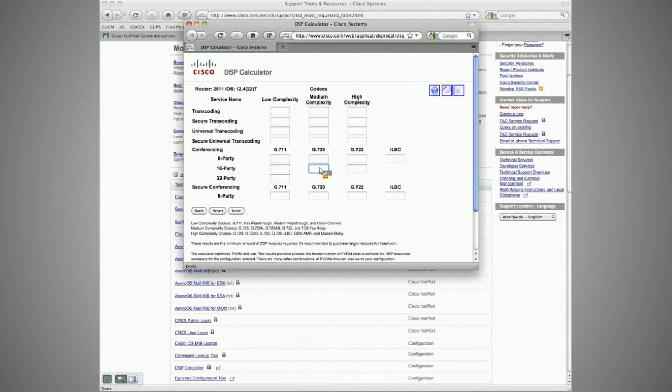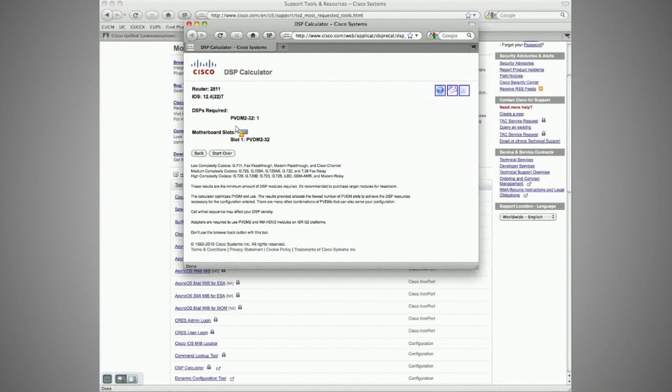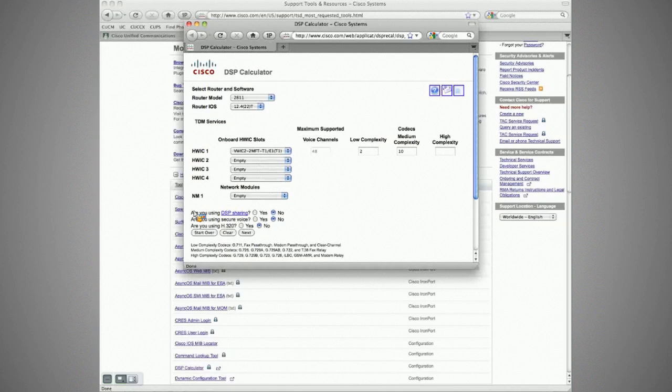Likewise, if we're using a 16-party conference, because we're enabling, maybe G711 and G729, same thing happens. And then it tells us basically what we need. So in this case, we need quantity 1 of the PVDM2 32.